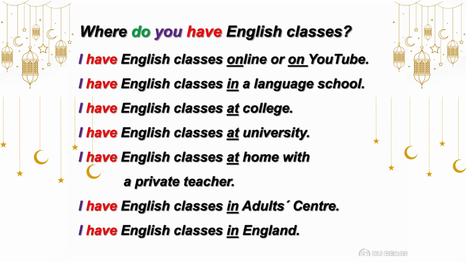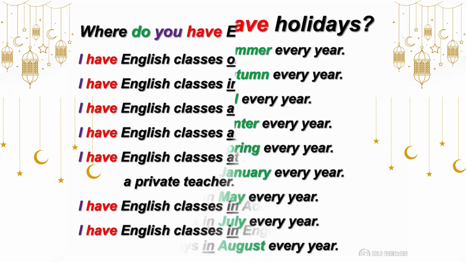I have English classes at university. I have English classes at home with a private teacher. I have English classes in adults center. I have English classes in England or in any country you like to say. So you see that where is the first word, and we have places where I have English classes. So to have English classes, it means to study English. Let's go to the next slide.